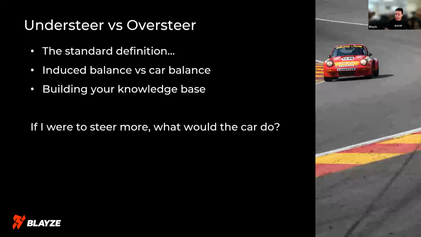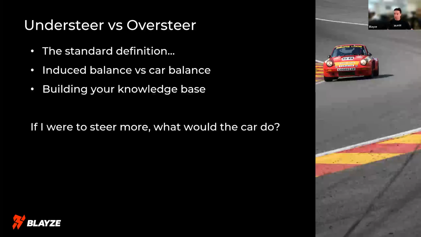Now talking about actual car balance, and I want to dive into a lot of examples here per each part of the corner, which we'll break up in a moment. But the standard definition of oversteer and understeer, I'm sure everyone knows what oversteer and understeer are, right? Understeer, we have more rear grip than we do front. Oversteer, we have more front grip than we do rear.